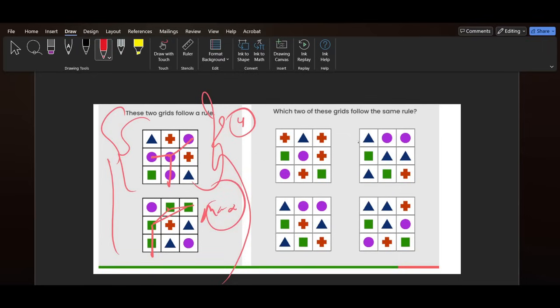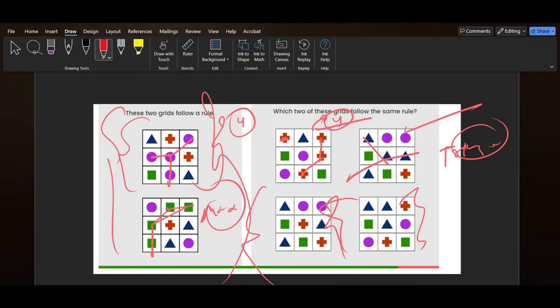Here, if you notice, only in these two figures we can see 4 of the same symbol, like here 4 pluses. In this figure there are 4 triangles. Otherwise I cannot see any similarity, because here there is no similarity, right? So this option I think we can try. So this could be our one answer. Otherwise, if you can see any other similarity, please let me know in the comment section. Okay, so this could be our answer.